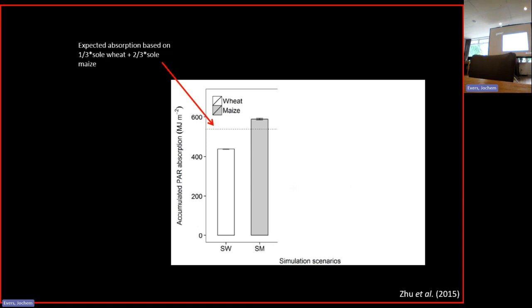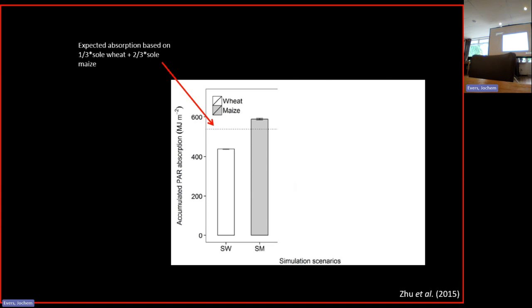So that's what Junchi did. And let me just show you a couple of the results. We have a couple of simulation scenarios here. On the y-axis here is the accumulated light that has been absorbed in megajoules per square meter by maize and by wheat. So it's sol maize here, SM, and this is sol wheat. So this is the maize and this is the wheat on the left here.